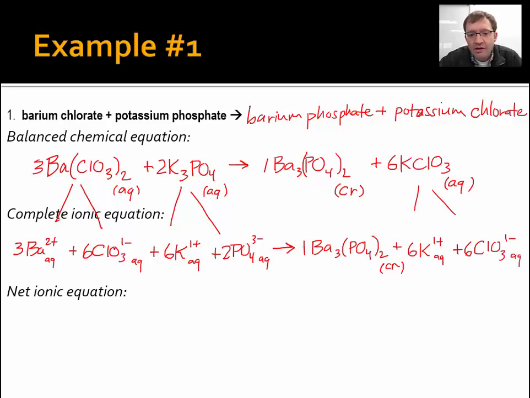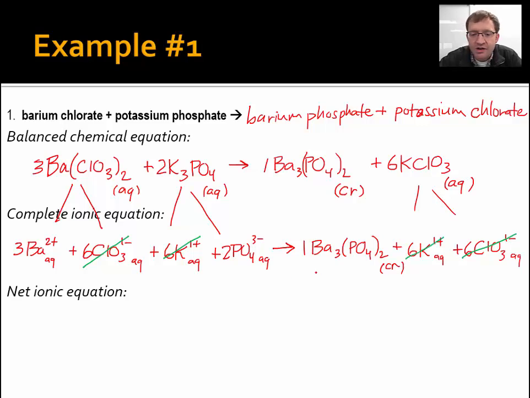But we have 6 chlorates on the left in solution, and we have 6 chlorates on the right, ions in solution. So we can cancel those out. A neat way to do that is just to put a line through each one. Potassiums, we have 6 potassiums on the left-hand side, and 6 potassiums on the right-hand side. So we can cancel those out too. Those are exactly the same.